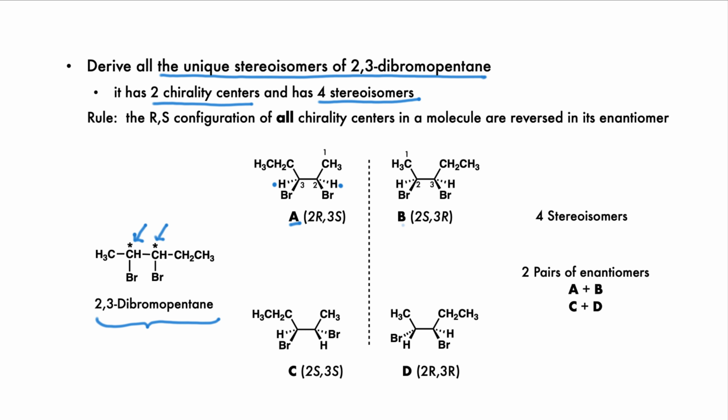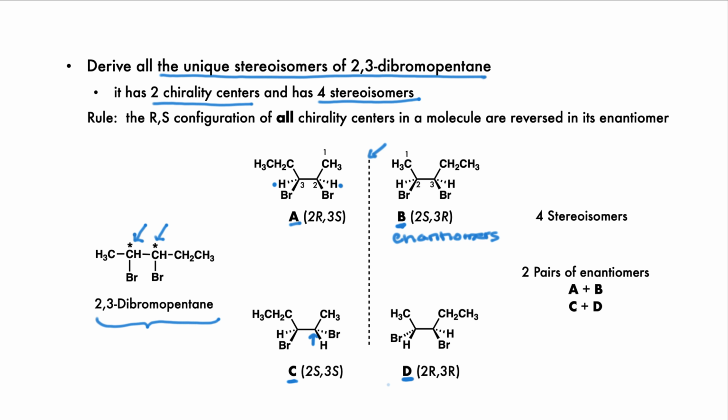For the second representation, B, I draw the enantiomer of A. This dotted line represents the mirror image relationship between the enantiomers. For the third representation, C, I take A and switch one and only one of the chirality centers. I'm going to switch the second one. Finally, draw the enantiomer of C, which is D. You have now quickly and easily derived all of the 4 unique stereoisomers, and you haven't drawn any duplicates.